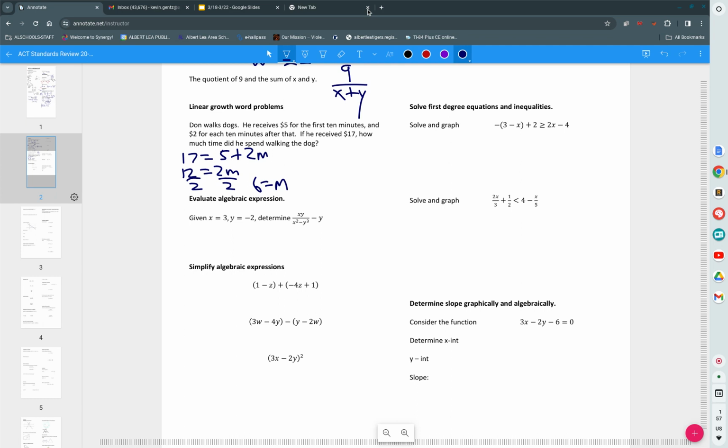Wouldn't it be 16? Oh wait, you have to add the first 10 minutes. Oh, so it's 10-minute intervals. So it's 6 10-minute intervals, isn't it? So this isn't 6, this is 60. And then you've got the first 10 minutes at this spot as well, don't you? So it is 70 minutes.